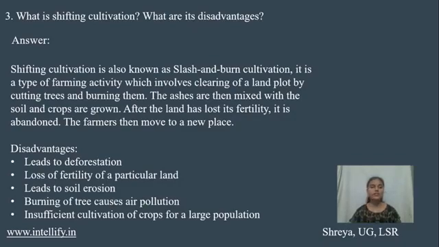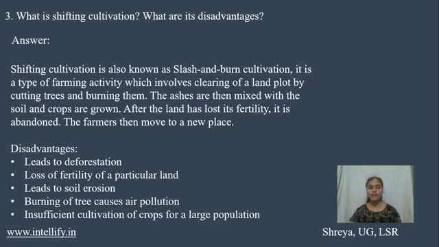First, it leads to deforestation because the trees are cut down and then the cultivation is done. Second is loss of fertility of a particular land. After the cultivation, the land loses its fertility, and the farmers tend to move to new areas. So the fertility is lost. Third, it leads to soil erosion. When trees are cut down, there is nothing to hold the soil, because when trees were there, their roots held the soil. They prevent soil erosion.